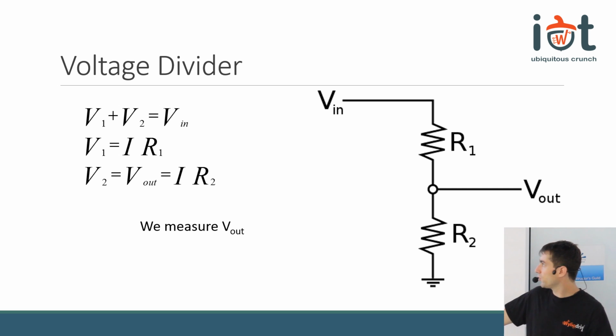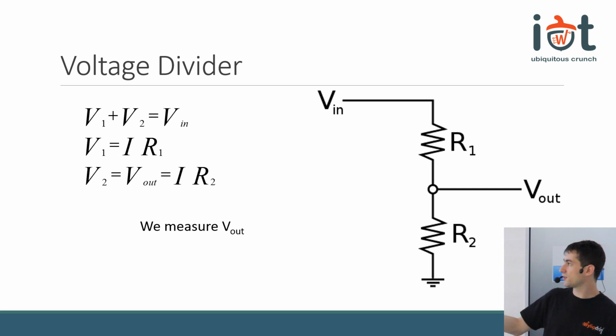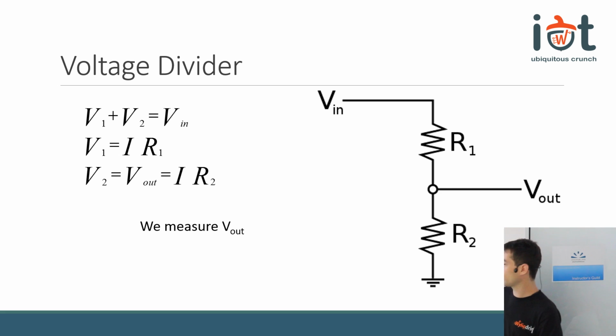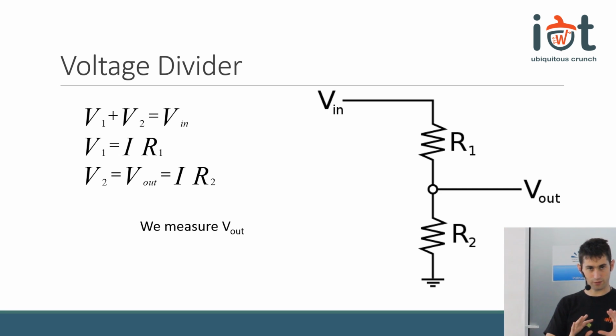So let's see. We will consider V1 the voltage from V in up to the middle, and V2 from the middle to the ground. Ohm's law says V1 is I times R1, and V2 is the same with V out. As we said, there's no current here, and this is the same node basically, so V2 is equal to I R2. Is this correct? Is it clear for everybody? So this is one of the main things that you need to understand.